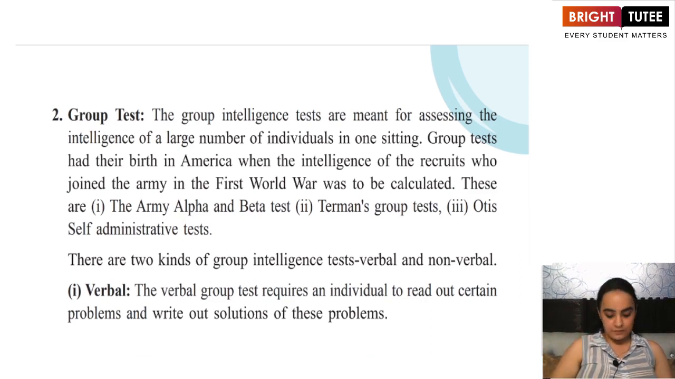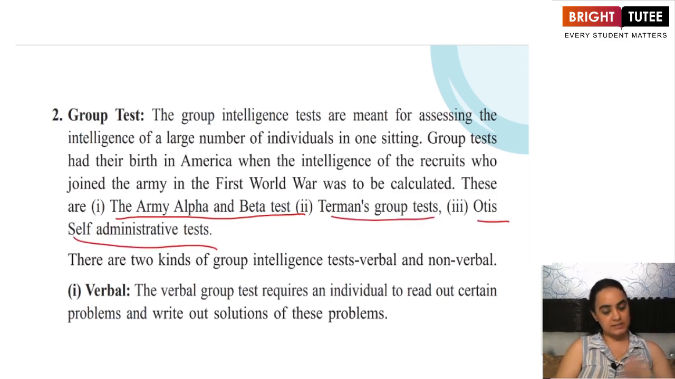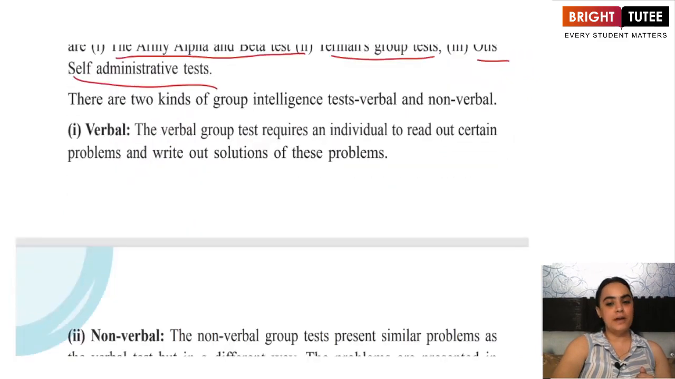What are some of these group tests? We have the Beta test, Terman's group tests, and Otis self-administrative tests. These are the three group tests that we have. Group tests can further be subdivided into verbal and non-verbal.